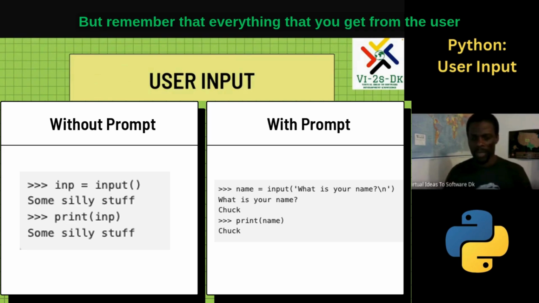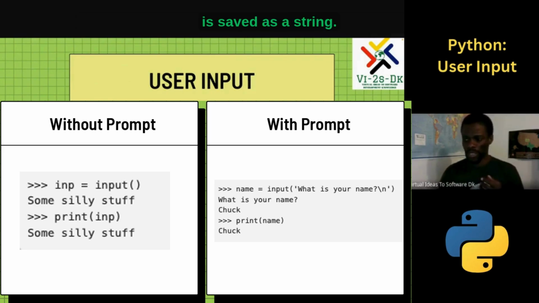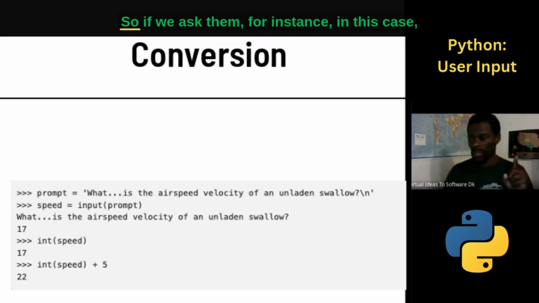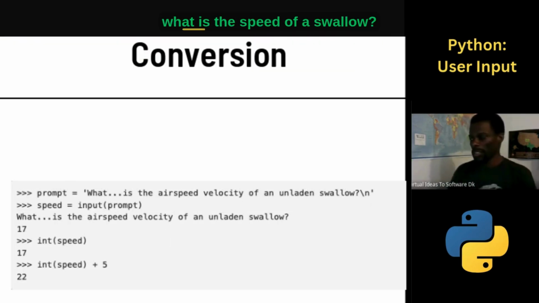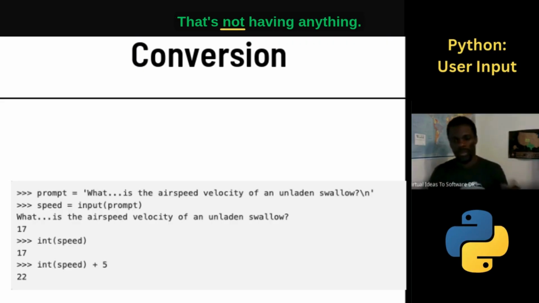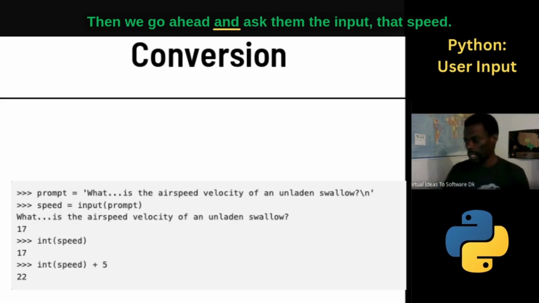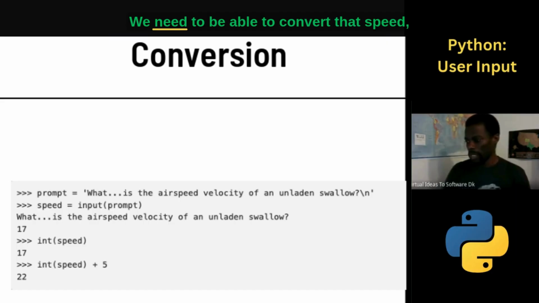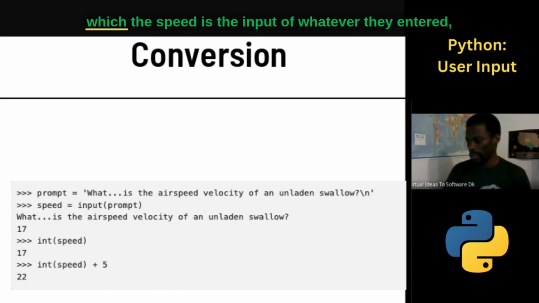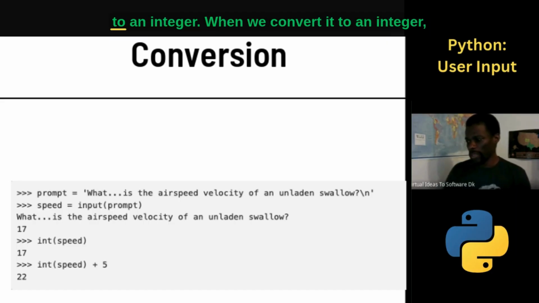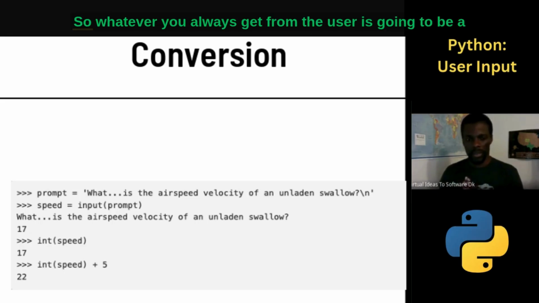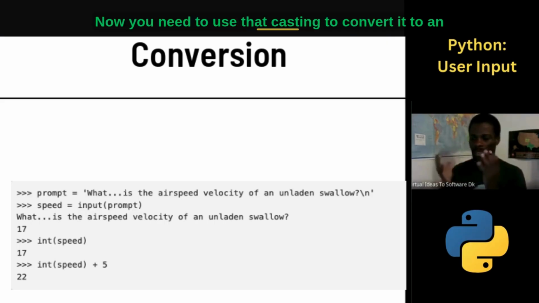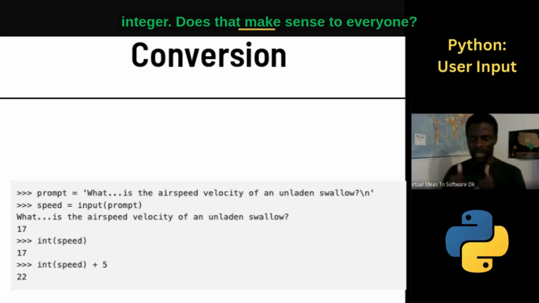But remember that everything you get from the user is saved as a string. So if we ask them, for instance, what is the speed of a swallow that's not carrying anything, they input that speed. We need to convert that speed, which is whatever they entered, to an integer. When we convert it to an integer, we can use it in our calculation. So whatever you get from the user is always going to be a string. Now you need to use casting to convert it to an integer. Does that make sense, everyone?